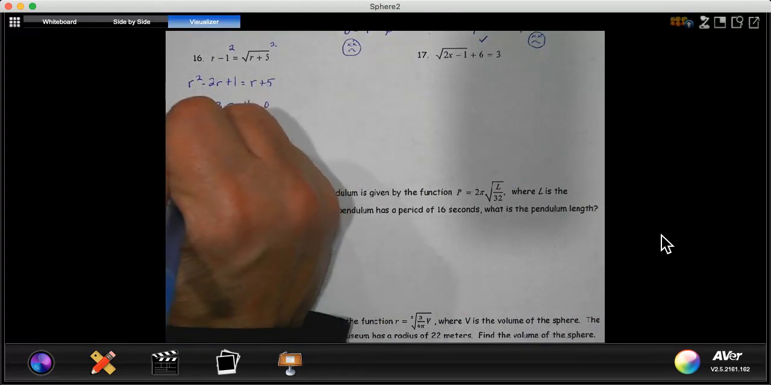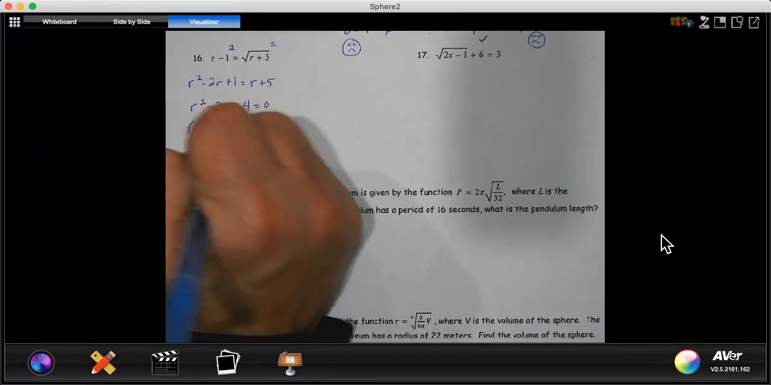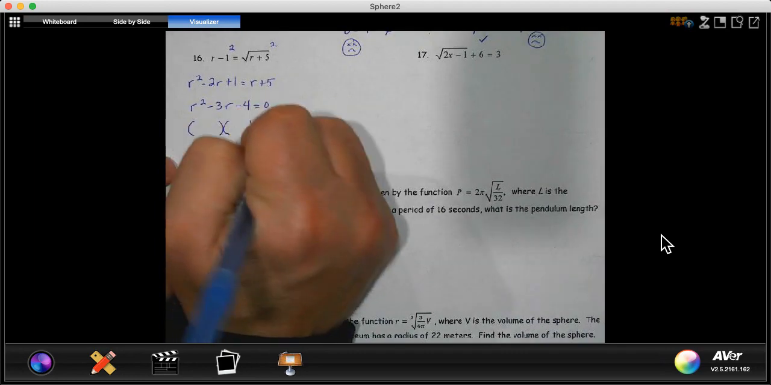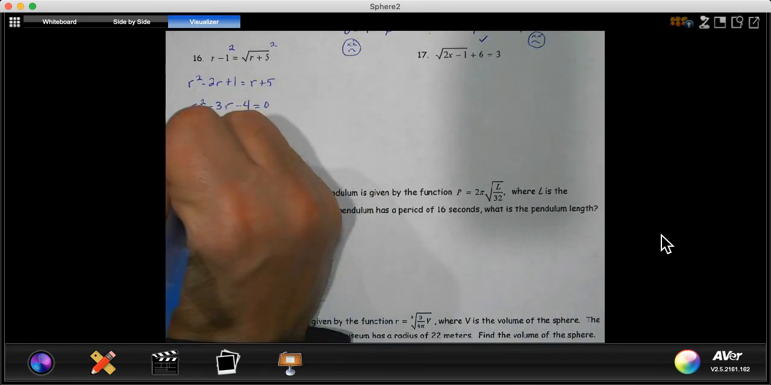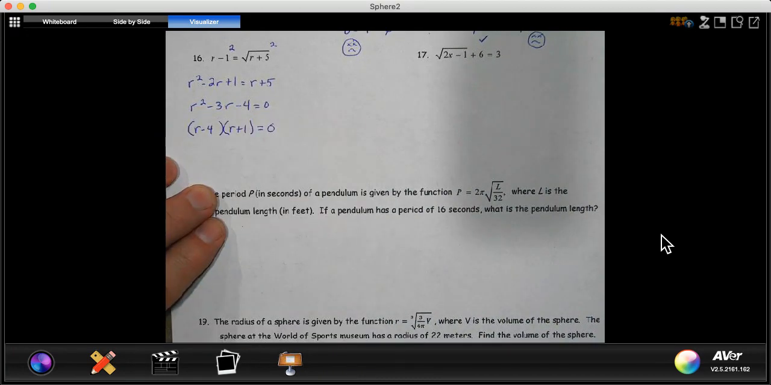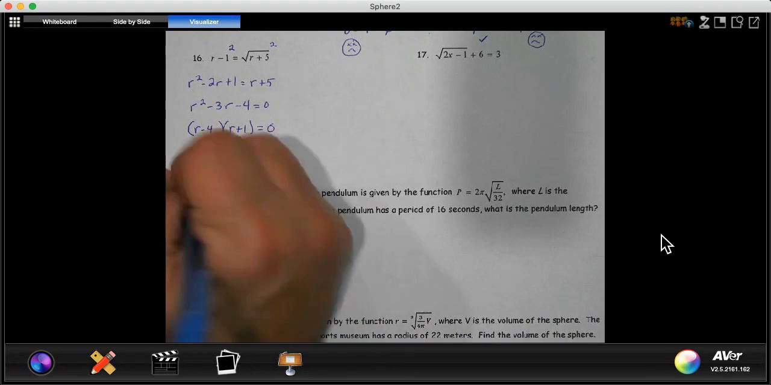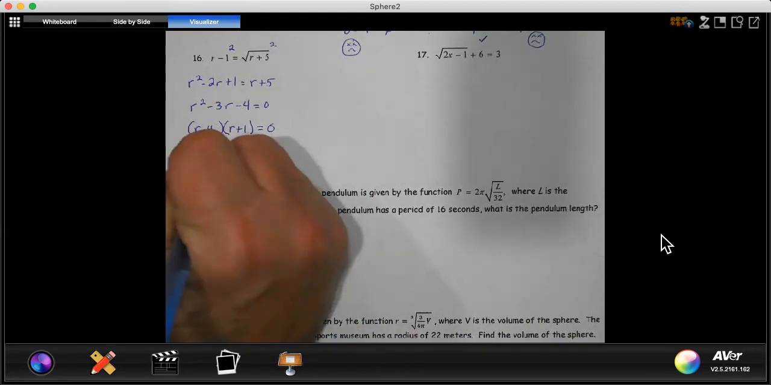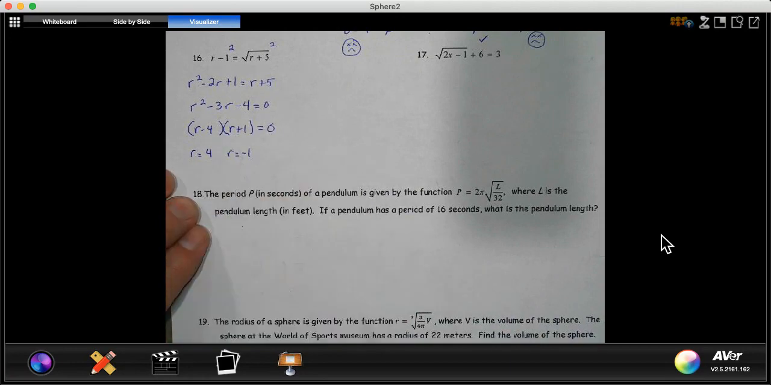Factor. You guys be the kings and queens of factoring like me. Your life will be that much easier. I get (R minus 4)(R plus 1). So much easier than graphing. My solutions are 4 and negative 1.